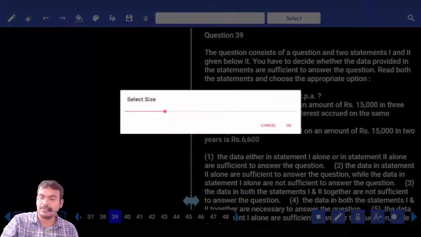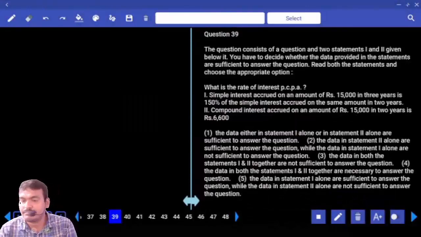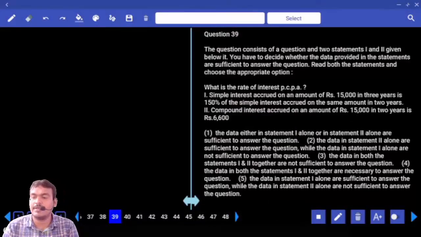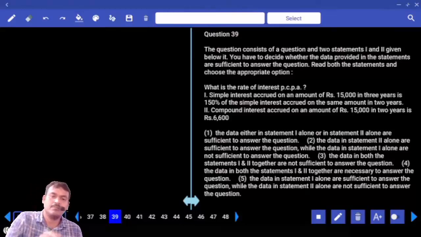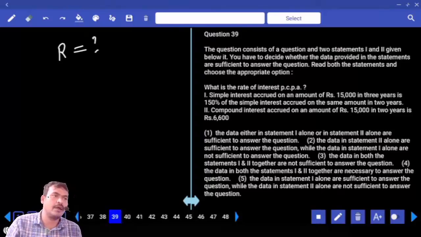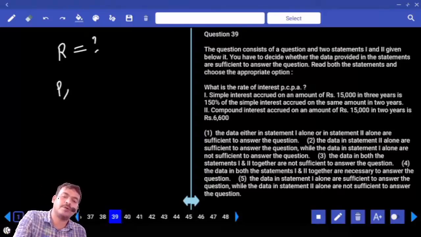Data sufficiency. What is the first question? What is the rate of interest percent per annum? Means required R value or T value? R value. If we require the R value, it means definitely we know the principal, time, interest, or not.